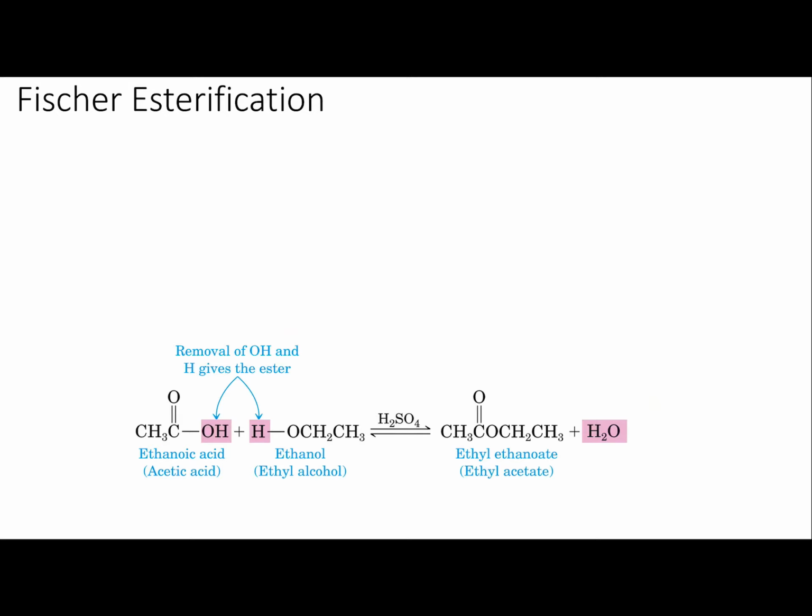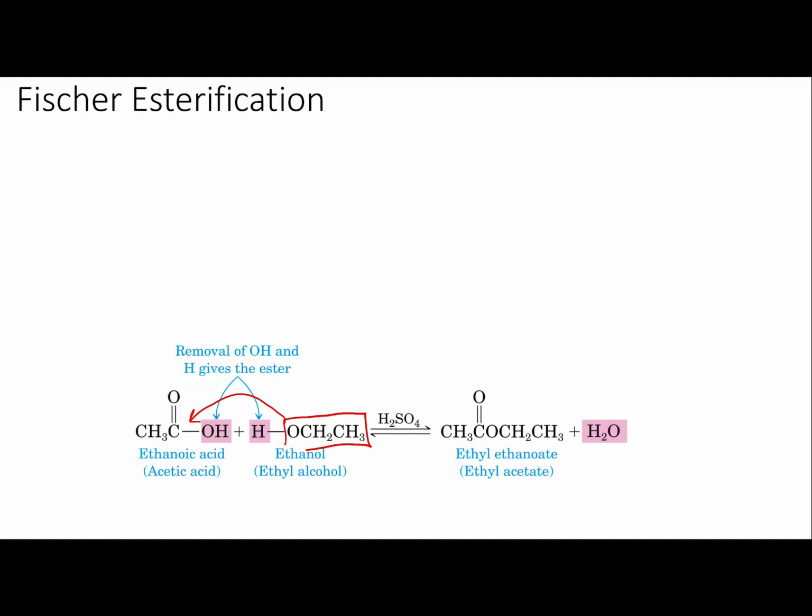This is Fischer esterification. It's one of the most commonly used methods for preparing esters. We haven't talked about esters yet, but we'll look at that in the next chapter. An ester is when we stick an oxygen and carbon group onto our carbonyl carbon. So in Fischer esterification, a carboxylic acid is reacted with an alcohol in the presence of an acid catalyst, most commonly concentrated sulfuric acid.